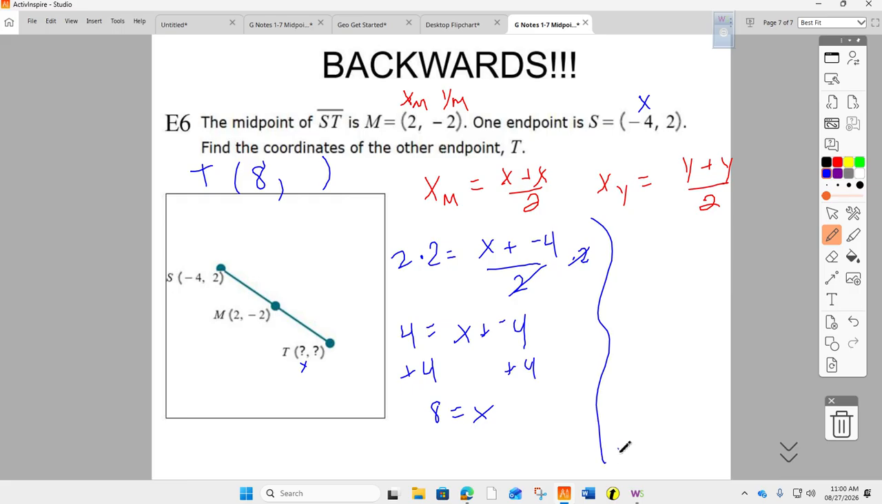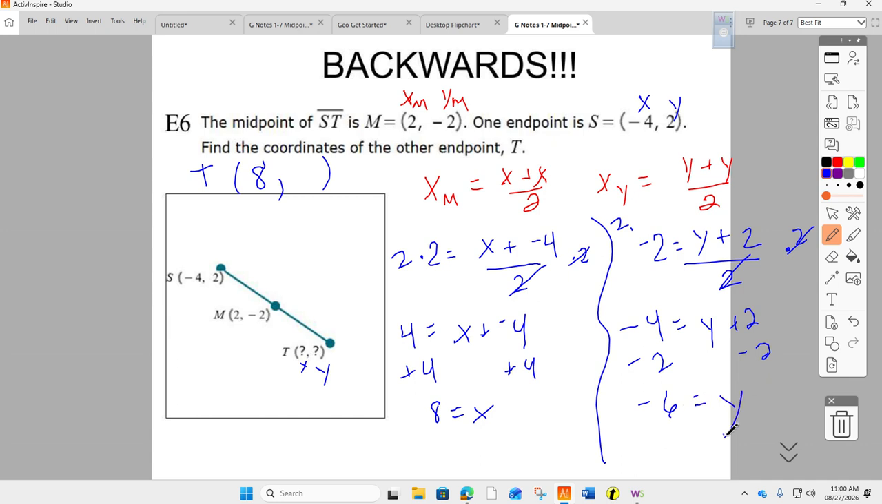Now we're going to do the same thing here. I need the y coordinate of the midpoint. What we don't know is the y here, so that's going to be our variable. The y that we do know right here is 2. I'm going to divide by 2. Multiplying both sides by 2 to solve the equation. Negative 4 equals y plus 2. Subtract 2 from both sides. Negative 6 equals y. We don't have to flop it around because it's got to go in our ordered pair anyway. So this ordered pair is 8, negative 6.